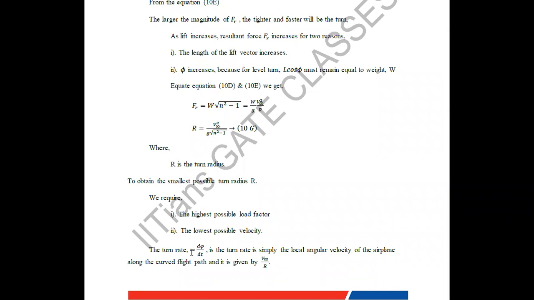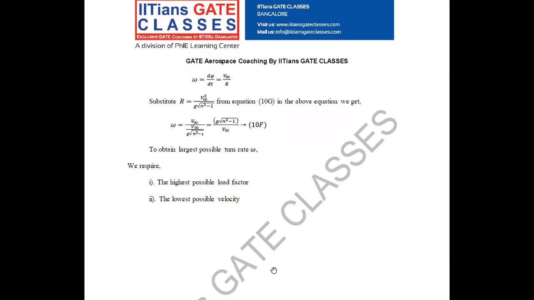Turn rate is nothing but dψ/dt. Omega is the turn rate, which is simply the local angular velocity of the airplane, given by V by R. That is, linear velocity divided by radius of turn. So turn rate is dψ/dt, which is V by R.